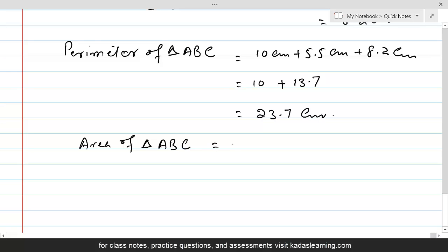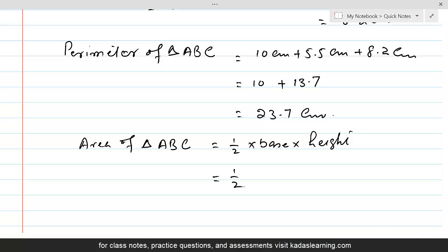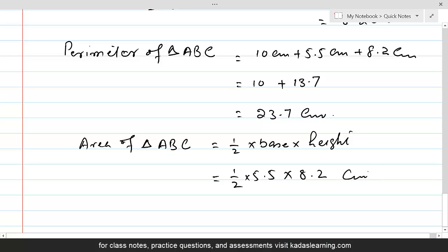And again, if we wanted to find the area of this triangle ABC, that could be found as 1 by 2 times base times height. If the base is taken as x, which is 5.5, times the height, which would be 8.2, this will give us the area in square centimeters.